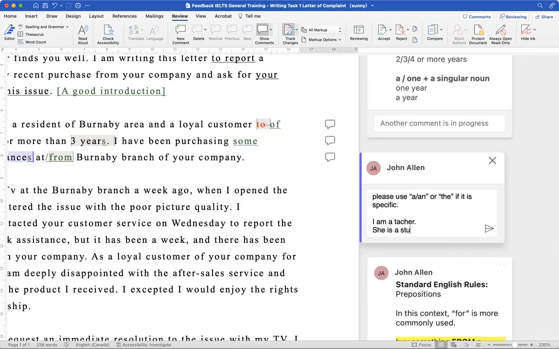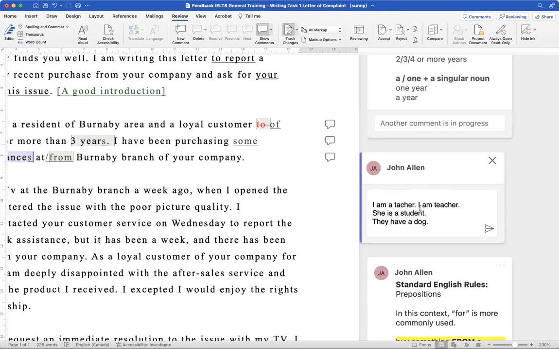She is a student. I'm a teacher, she's a student. So they have a dog. So here, can you say I'm teacher?